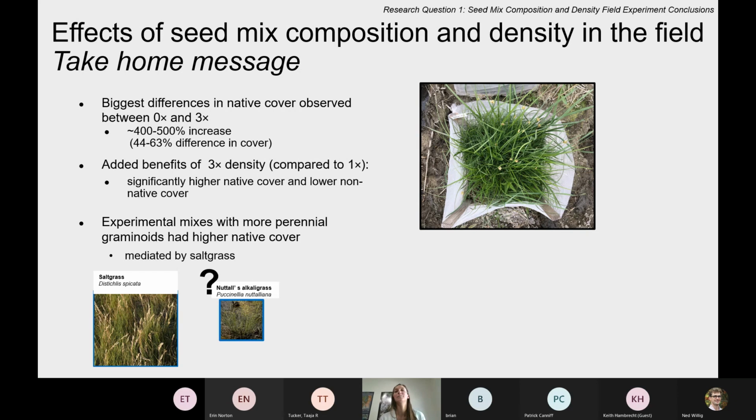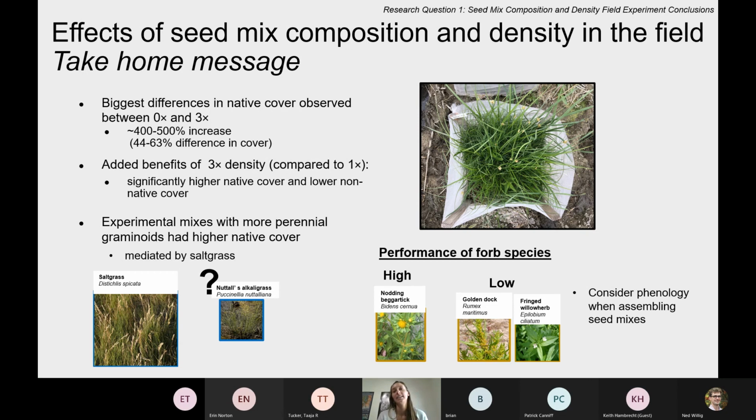Actually, saltgrass and Puccinellia nuttalliana were in a joint cover category, and we think it's mostly saltgrass, but we're going to monitor year 2 to follow up on that and see if we can tell the two apart. And the performance of the forb species was variable. As I mentioned before, nodding beggartick did really well, but these two other forb species did not do very well at all. We rarely saw, for example, the fringe willow herb. I don't really know why they did so well in the greenhouse and then didn't do well in the field, but it probably has to do with some aspect of the field environment.